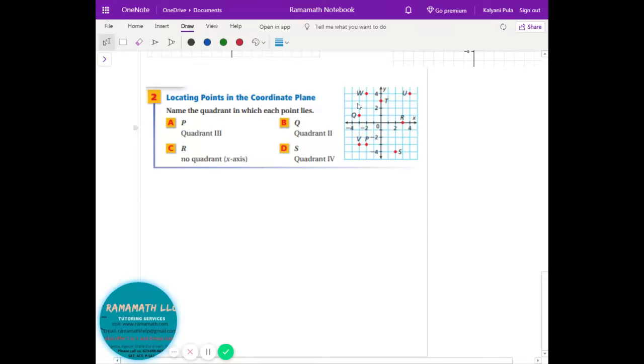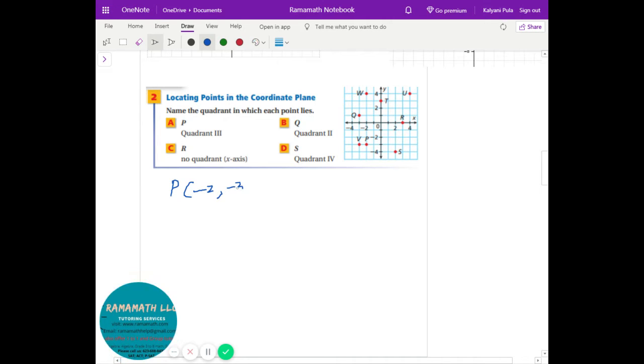This is quadrant 1, 2, 3, and 4. Letter point P is right here. Is this in the third quadrant? Q is in the second quadrant right here. R is on the x-axis, and S is in the fourth quadrant. If I write the points, point P is right here: -2 on the x-axis, and then -3.